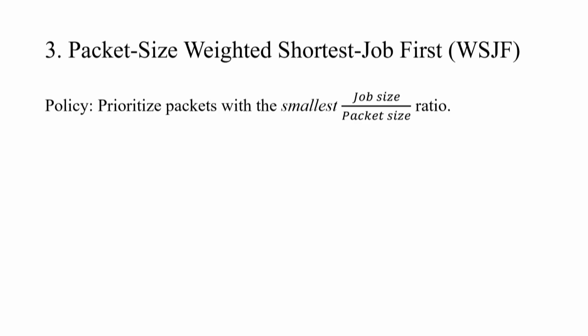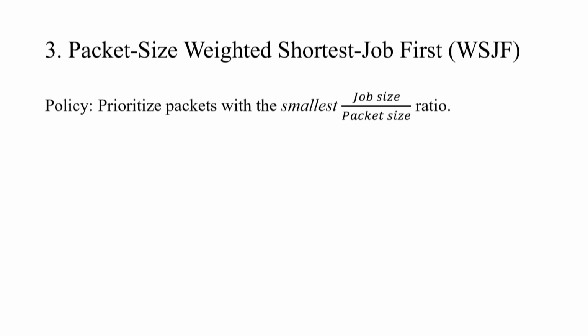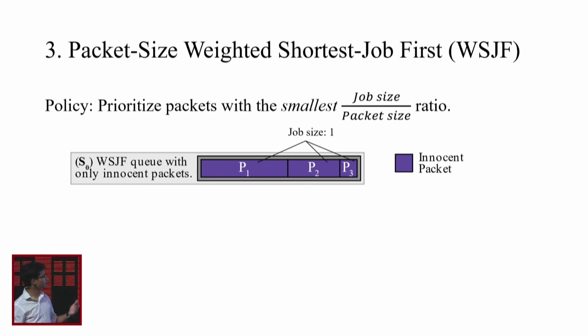So that brings us to this policy, which is packet size weighted shortest job first, or simply weighted SJF. And the policy is simple. We're going to prioritize packets with the smallest job size to packet size ratio. So how might this help? Well, imagine a system in steady state where we have a weighted SJF queue with these 3 innocent packets. And the packet sizes are P1, P2, and P3, but all of the job sizes are the same.